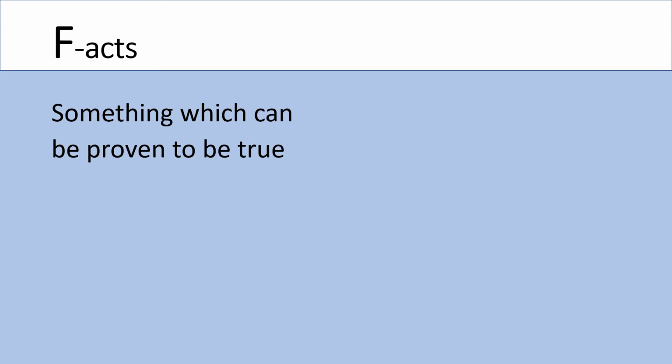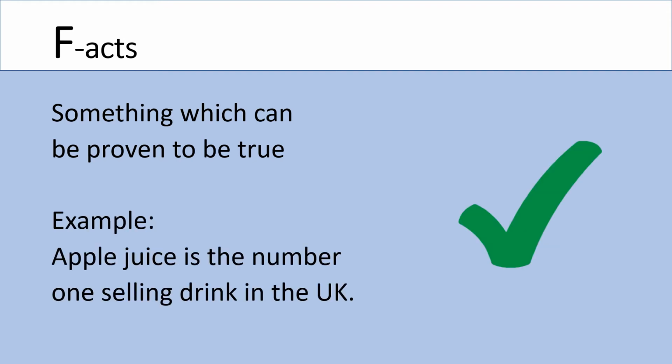Facts. When you use some information that can be proven to be true. Let's have a look at an example. Apple juice is the #1 selling drink in the UK. Now, when you're in your exam, you may not have all the facts to hand, but using them can show that this technique is there to create an effect on the reader to make your text seem more authoritative, accurate, and therefore believable.